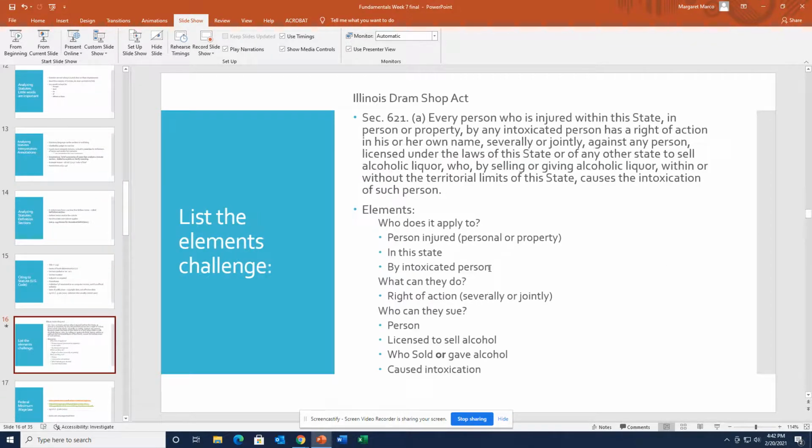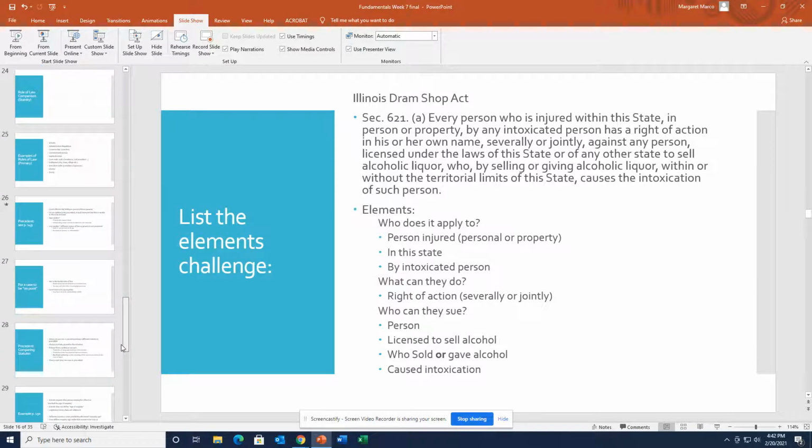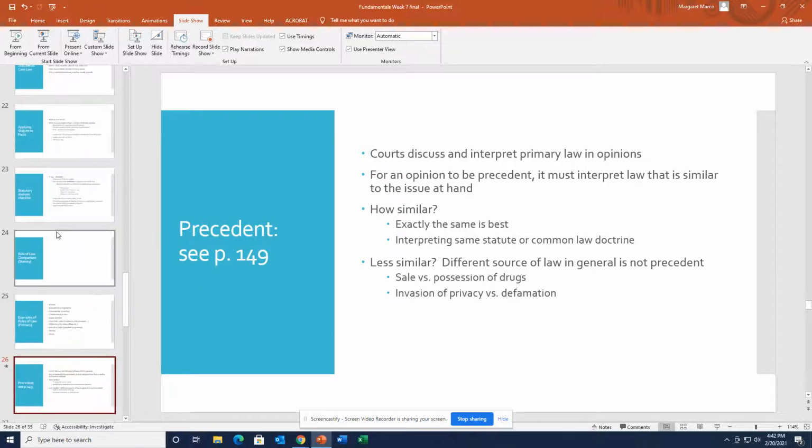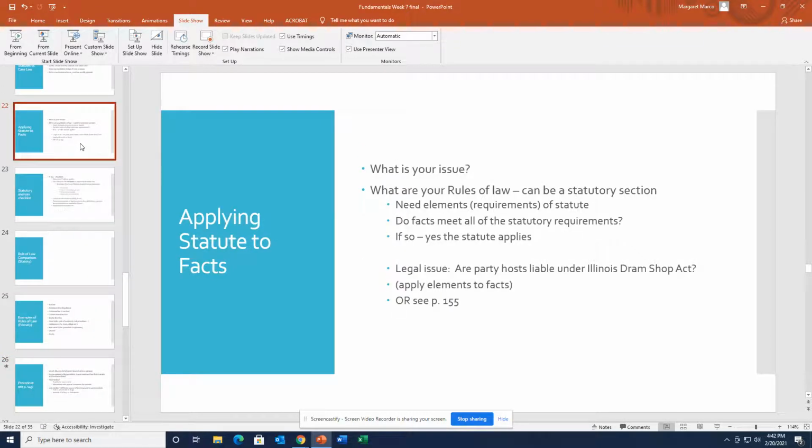List the elements. Okay, so say a person is injured in the state by an intoxicated person and they have a right of action. Who can they sue? A person. Okay, is a party host licensed to sell alcohol? No. If they gave the alcohol and caused the intoxication, they're still not liable under this Dram Shop Act because they are not licensed to sell alcohol. Okay, so that's the way of applying your case to the facts here.